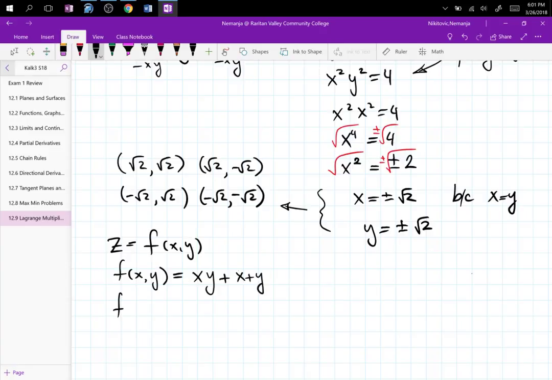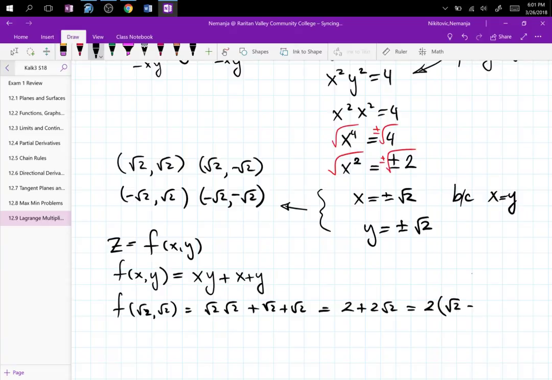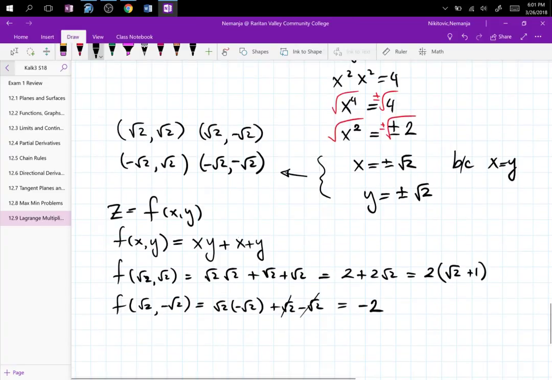So now you will take f of root 2, root 2 to be root 2 times root 2 plus root 2 plus root 2, which gives you 2 plus 2 root 2, which you can leave that way, or you can write 2 times root 2 plus 1. But you're going to get the decimal. F of root 2, negative root 2 will give you root 2 times negative root 2 plus root 2 minus root 2. These cancel, and you're getting negative 2.